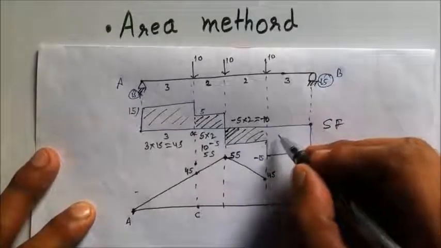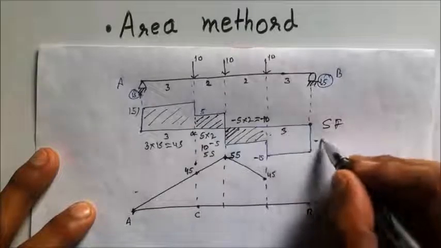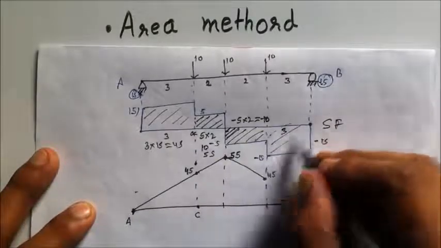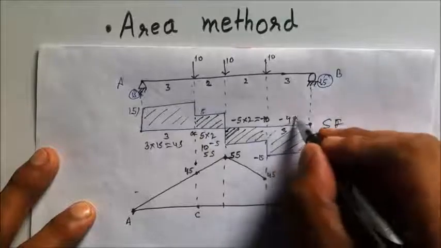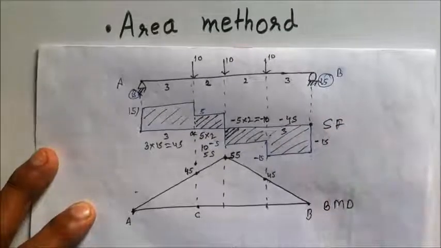Now coming up to the last rectangle, which is also in negative, its length is 3 and height is -15, so it is -45, and now it is going up to be -45. This completes our bending moment diagram very easily with the area method.